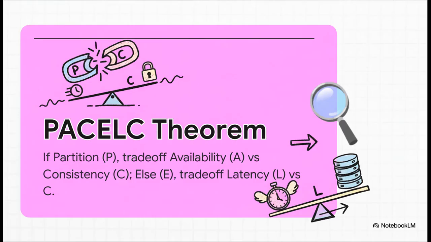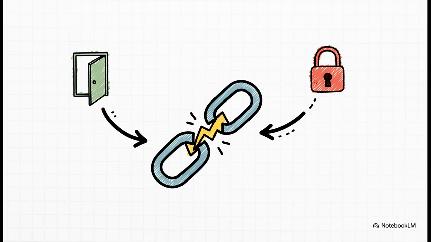Okay, so what is PACELC? Let's break down this acronym. It's actually pretty straightforward. It says, if a partition happens, you have to trade off between availability and consistency. Sound familiar? That's the PAC part, and it's basically the CAP theorem. But, and here's the key, else, when there is no partition, you face a totally different trade-off. It's between latency, how fast your system is, and consistency. That's the LC part. So yeah, that first half, PAC, that's not new. If you get the CAP theorem, you already understand this. It's just confirming that fundamental choice you're forced to make during a network failure.